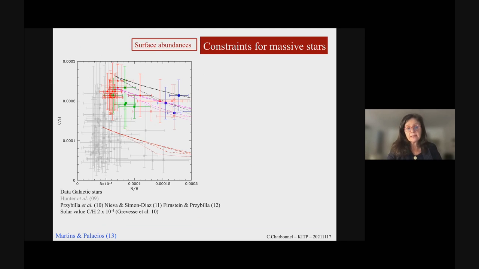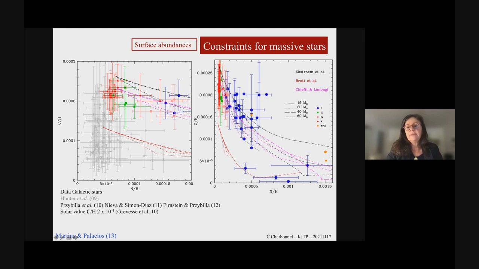So for the mixing and its impact not only on the stellar parameters, but also on the chemical abundances, here you have the same models. So in black, you have the model of Geneva, Brott models are here, and then you have Chieffi and Limongi here. Here in gray, you have some data for galactic stars, and actually these quite low values of C/H are observed only by one group. And all the other groups find larger values of C over H, which are more consistent with the solar value from Grevesse and collaborators. So probably these abundances are not correct.